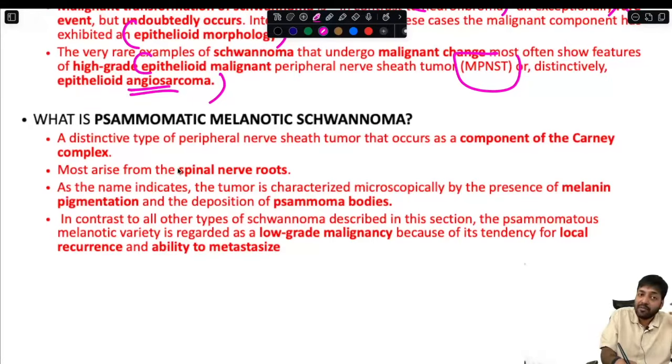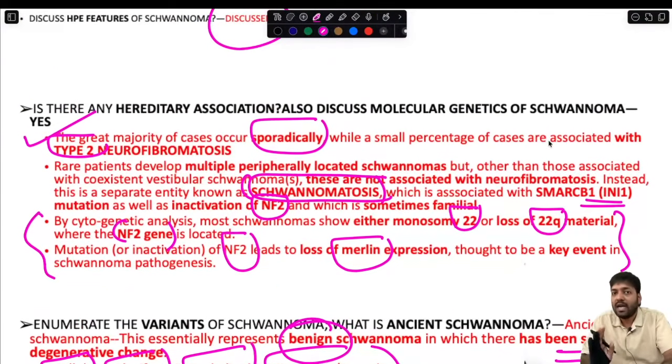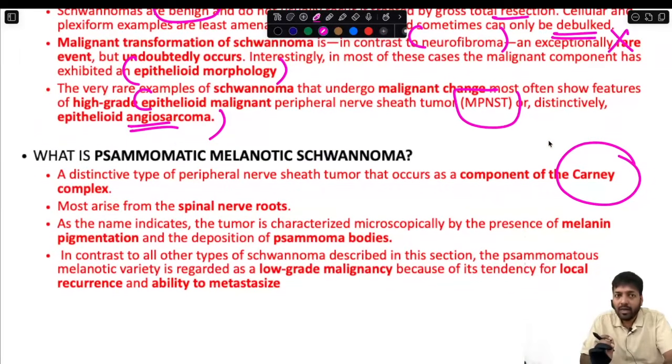What is psammomatous melanotic schwannoma? It is a distinctive type of peripheral nerve sheath tumor that occurs as a component of Carney complex. As I told you, usually schwannomas occur as a part of hereditary syndromes including type 2 neurofibromatosis and schwannomatosis. Also remember, they can occur as a part of Carney complex.